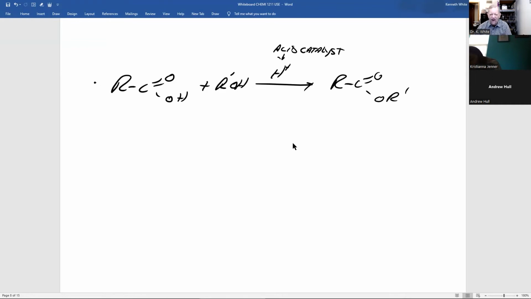Now, the carbon in R prime of the alcohol with the hydroxyl group will be the carbon in R prime of the ester bonded to that oxygen. Again, the carbon in R prime of the alcohol with the hydroxyl group will be the carbon in R prime of the ester bonded to that oxygen. So let's take this for a spin.